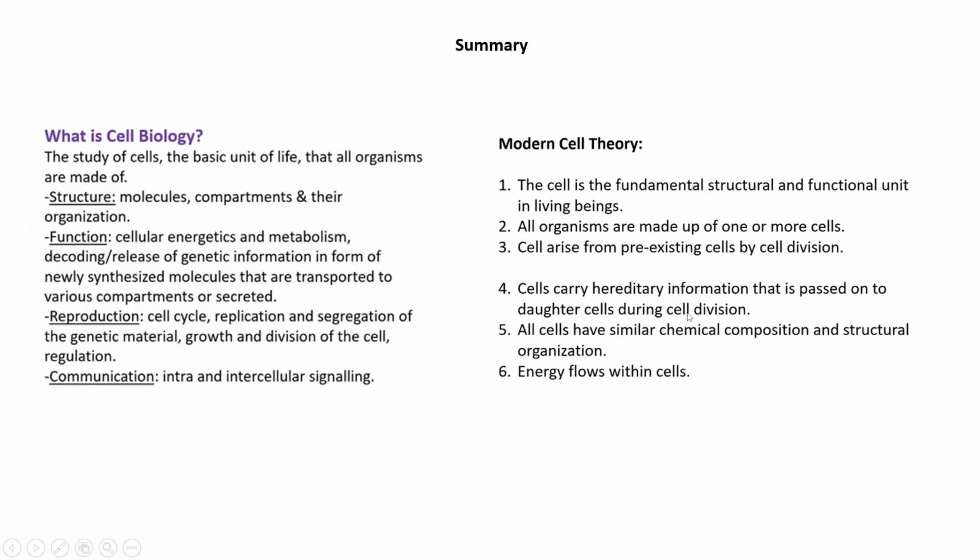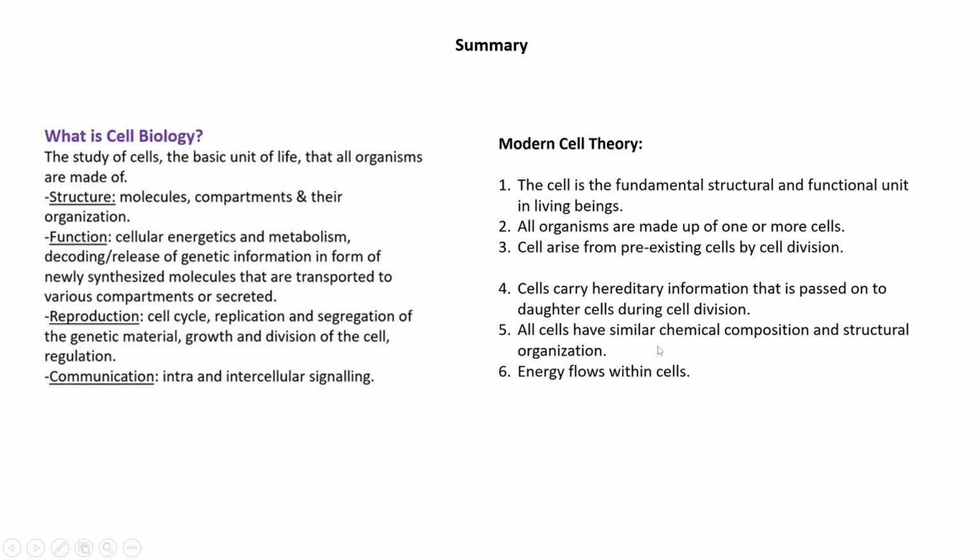Okay, we know the genetic material, that is DNA. DNA is the genetic material inside the cell, and during cell division, each copy of that genetic material is passed to the daughter cell, and that is how the hereditary information is transferred from one cell to another. Okay, so apart from that, each and every cell has a similar chemical composition and structural organization.